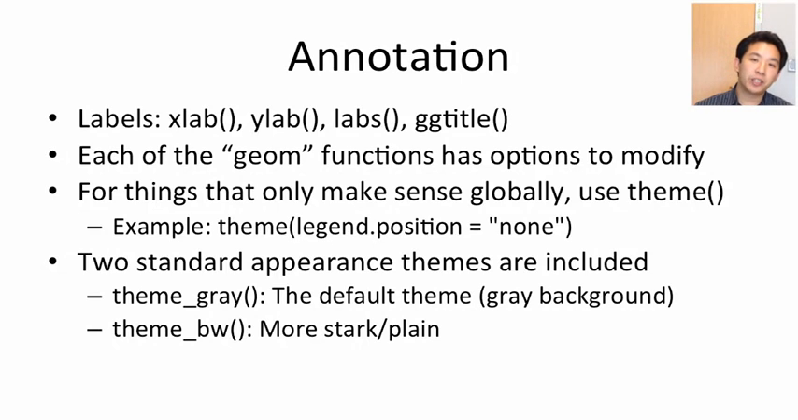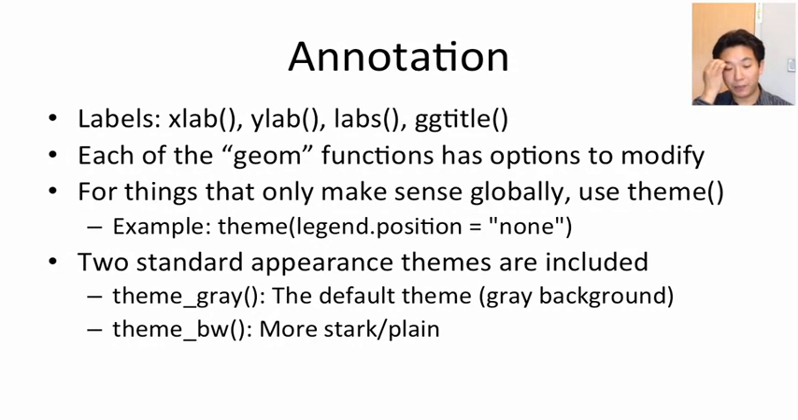Each of the geom functions, like geom_point and the geom_smooth function, have options that you can specify to change things. So you can explore some of those options too if you don't like the defaults. There are some things that only make sense globally, meaning for the whole plot, and so the theme function is available for that. This might specify the basic colors, the background colors, or here, for example, the position of the legend. And you can use the theme function to specify these options.